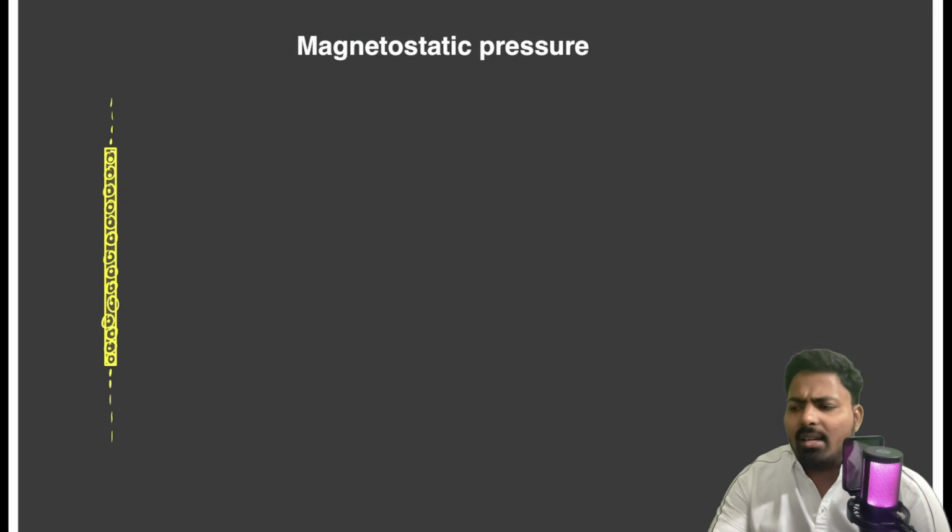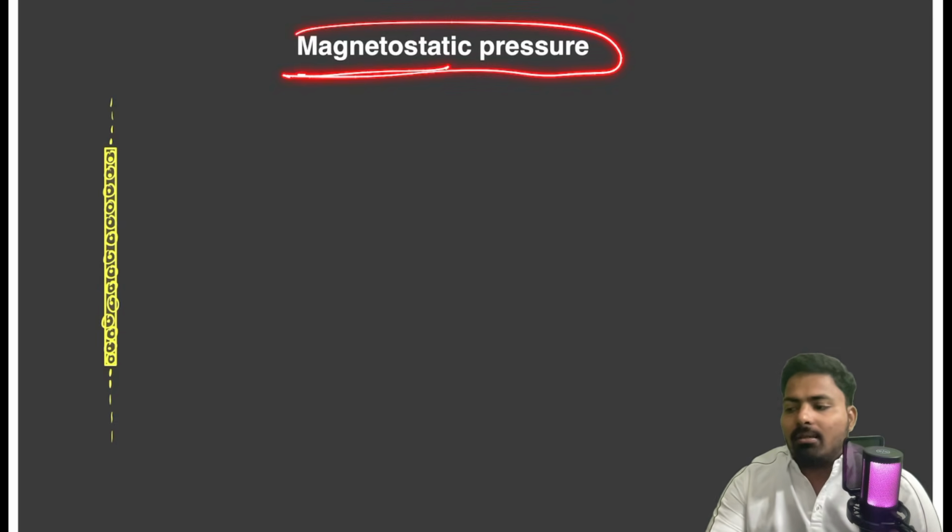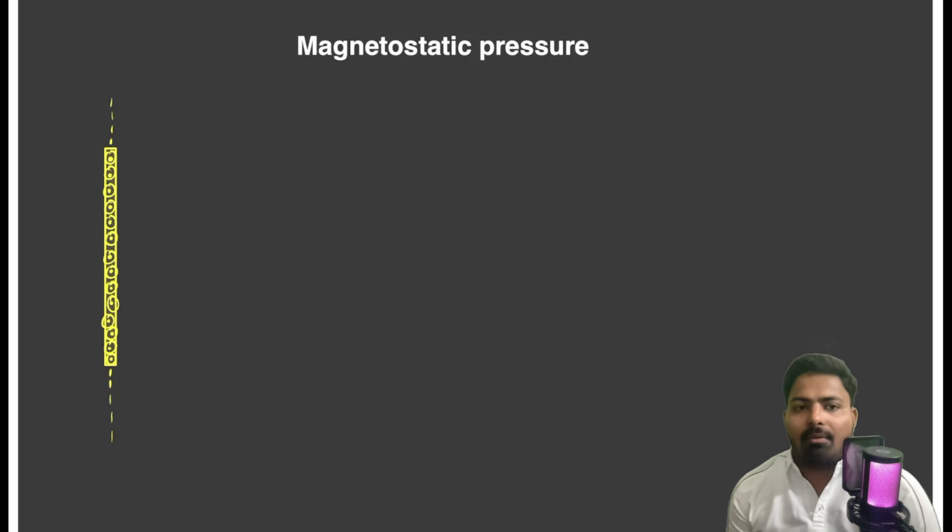We're calling it magnetostatic because the surfaces, the bodies which we are considering, are carrying currents which are constant. Basically, they're not varying with time. That's why we're calling it magnetostatic, where the magnetic fields are static, that means they are fixed. And because of that, some pressure is created. That pressure we are going to calculate, similar to the electrostatic pressure and the gravitational pressure that we have seen in earlier chapters.